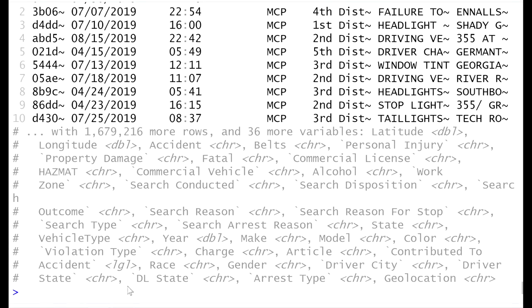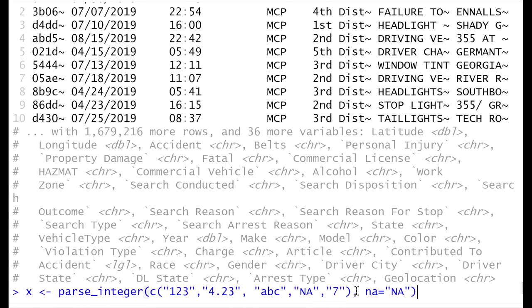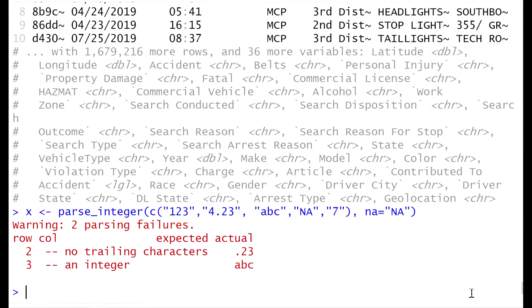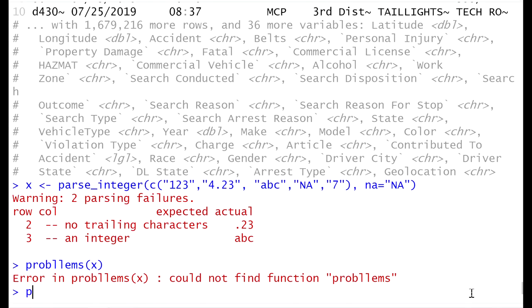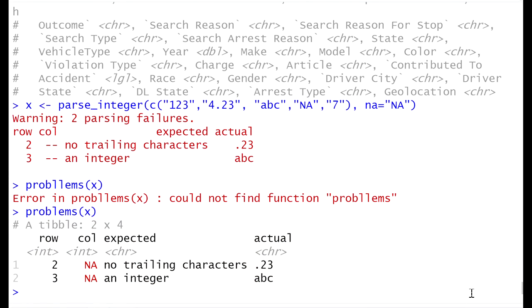If I do parse_integer of this set of characters, and I say NA is NA, then it tells me they had two problems. So there are warnings that show up, and I can look at the problems with parsing by just doing problems of x. And it will tell me where it encountered a problem. It encountered a problem in row 2. It expected no trailing characters, and it actually had a 0.23.